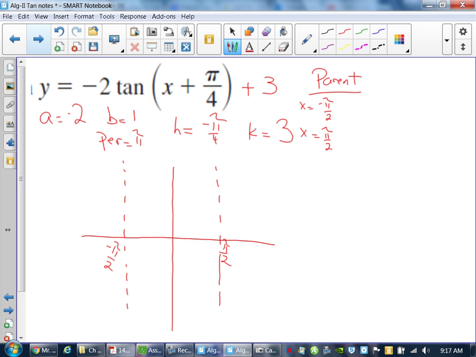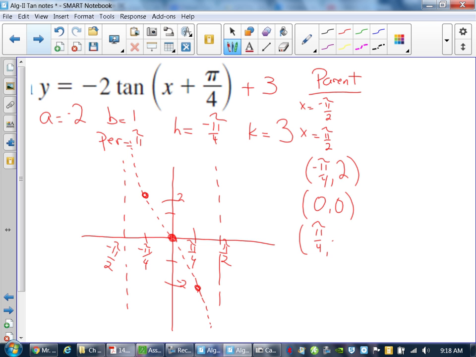I know that one of my ordered pairs is going to be at 0, 0. My other ones will be at my breakpoints. Breakpoints are pretty quick here. Pi over 4, negative pi over 4. My a values are at 2 and negative 2. My a value is negative 2, so what direction is this moving? It's moving from top down. So I have it at here, here, and here. So ordered pairs would be at negative pi over 4, 2; 0, 0; pi over 4, and negative 2.